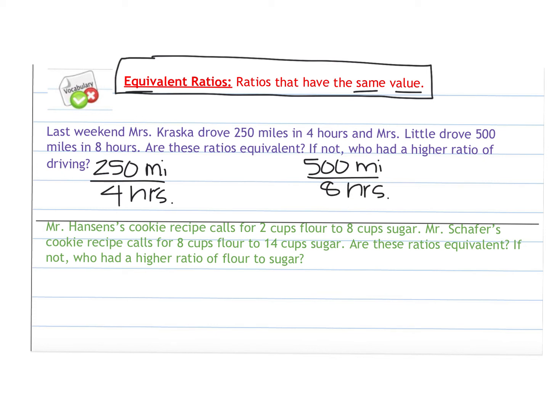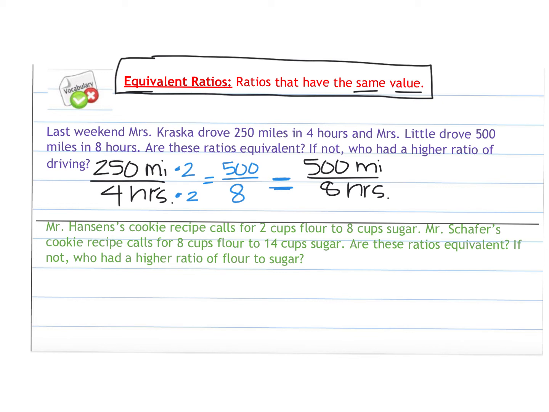If I look at these as fractions and I get them to the same common denominator, then I'm able to compare the top. So I know that 4 can go into 8, so I'm just going to multiply these by 2. And I'm going to see that if Mrs. Kroska drove 8 hours, how many miles would she go if they would be the same? And as you can see, 250 times 2 is 500. 4 times 2 is 8. So therefore, they are equal.